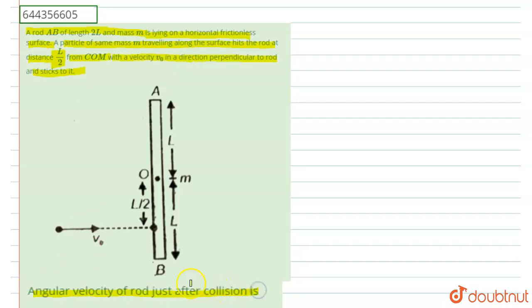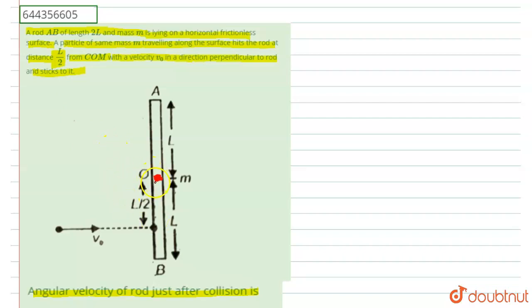Now for this, we consider this distance is L by 2 from the center of mass of this rod, and the length is L. The particle's velocity, perpendicular to the rod, is V0. It is given that the rod is lying on a frictionless surface. It means momentum will be conserved, so we have to apply the conservation of momentum.